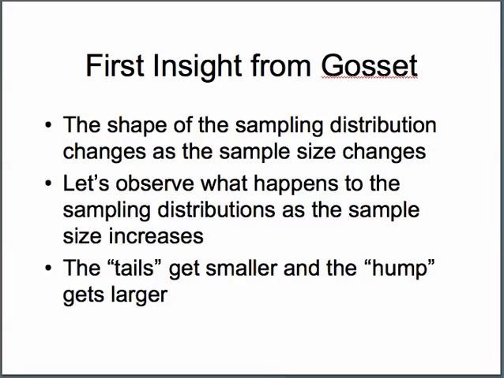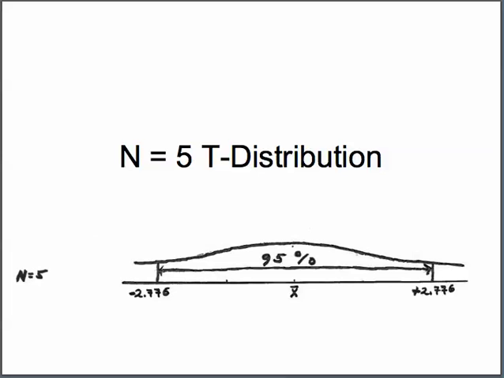When the sample sizes are very small, the tails, or ends of the distribution, are very large in comparison to the small middle, or hump, of the distribution. These are called t-distributions. Observe these several slides in sequence. The tails get smaller and the hump gets larger as the sample size increases. These are obviously freehand drawings.